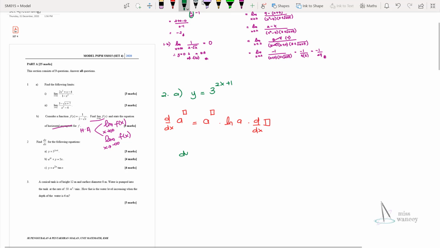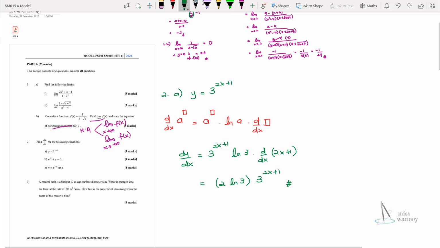Okay, so dy over dx is equal to, copy down everything first, 3 to the power of 2x plus 1, ln of the base, which is ln 3, and then of course we need to differentiate 2x plus 1. So d over dx of 2x plus 1 will simply give us a 2. So this is 2 ln 3 multiplied by 3 to the power of 2x plus 1. Okay, so that is for 2a.